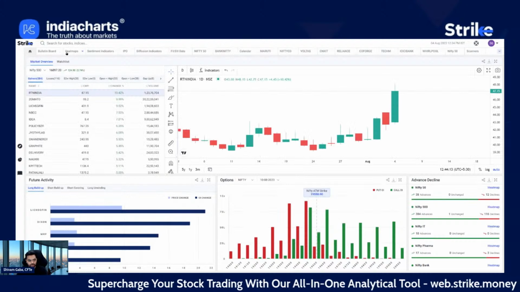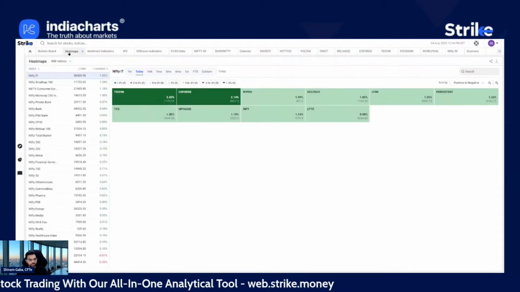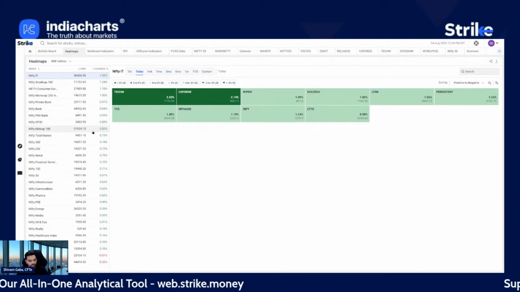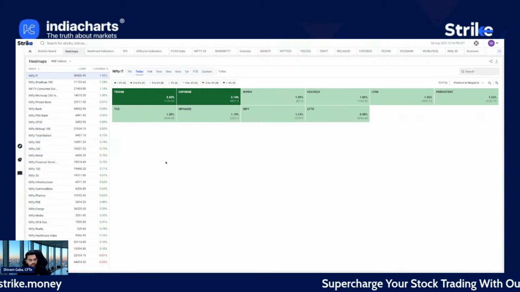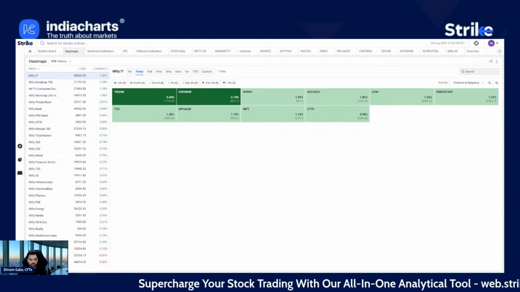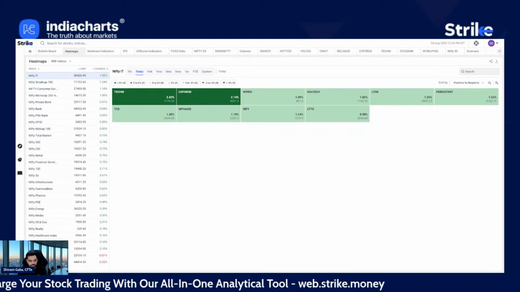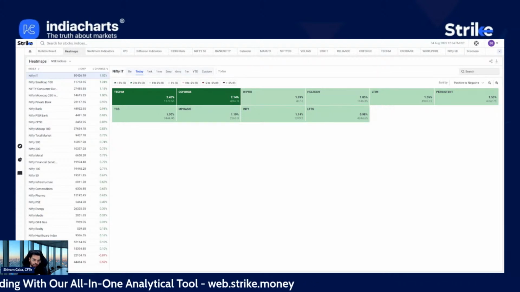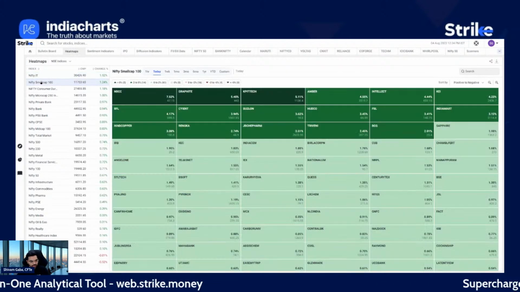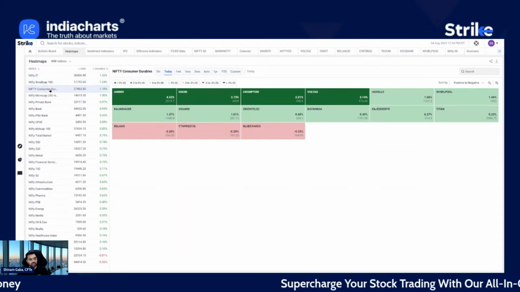So I'm going to the heat map for today. Almost all indices are in green, with the Nifty IT at the top, gaining around 1.5%. All the components of the IT index are in green as well, with Tech Mahindra at the top. In second place we are seeing the Smallcap 100, and in third, the Nifty Consumer Durables.